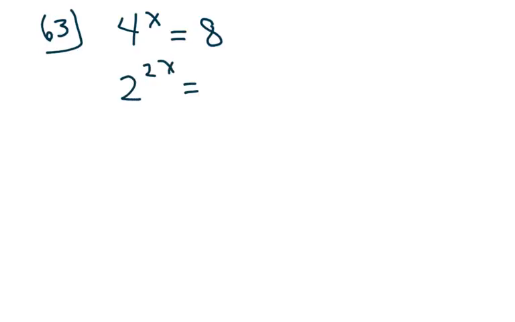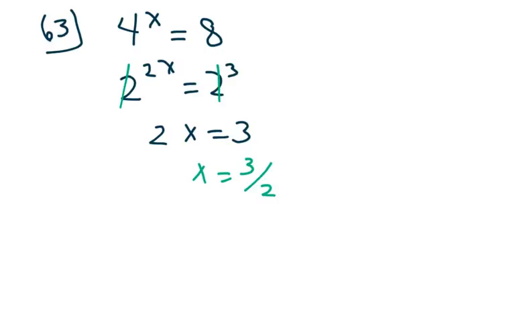Okay? 63. 4 to the x equals 8. Basically, we're going to change the base to 2. So that's 2 to the 2x equals 2 cubed. So we have 2x equals 3. So we get x equals 3/2. So the solution set is 3 over 2.